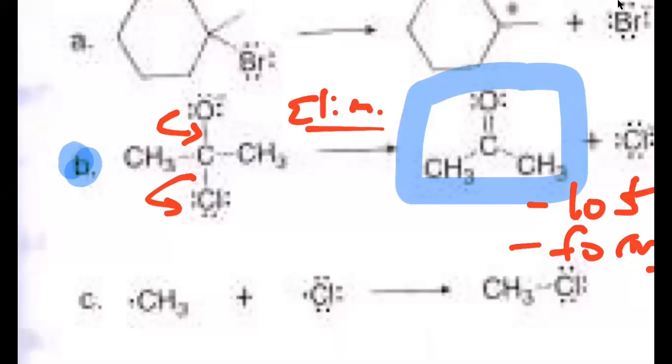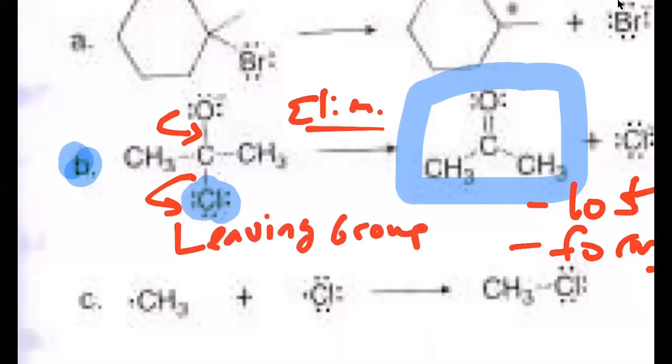I lost an atom or a group of atoms. I made a pi bond. Now the chlorine in this case, when you do elimination, when you do substitution, you always have what's called a leaving group. So the chlorine in this case will be considered my leaving group because it left. All right. Any questions about that?